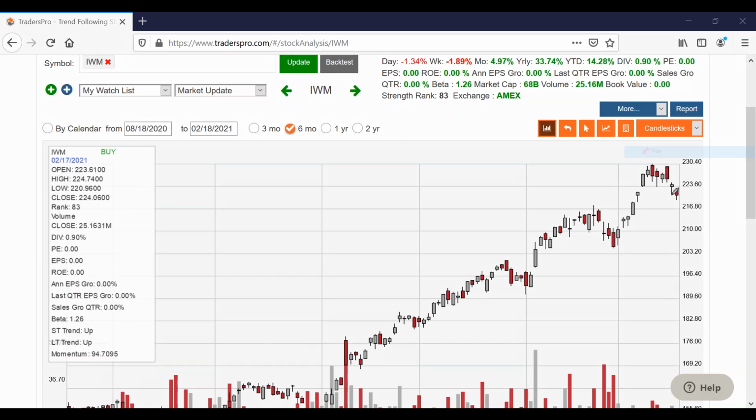I think that if we close below yesterday's low, that's going to be pretty bearish for the Russell. And I just have a hard time seeing the market rally without the Russell participating.